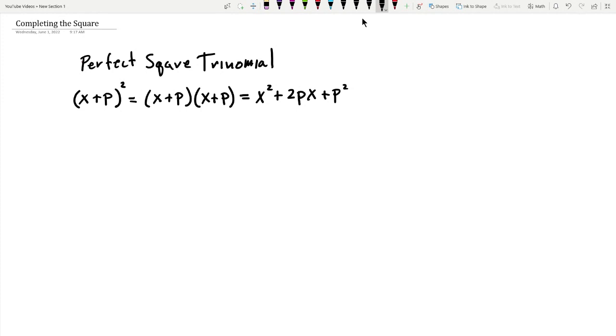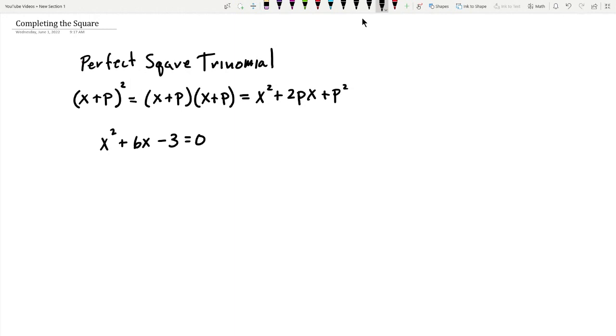So let's say I have a quadratic equation that I want to solve. Let's say I've got x squared plus 6x minus 3 equal to 0, and I want to solve this by completing the square. Well, I need to change this, which right now is not a perfect square, into something that is a perfect square without actually changing the solutions to the quadratic equation.